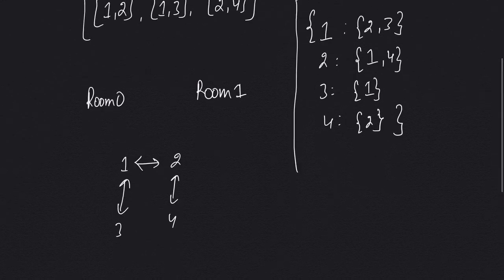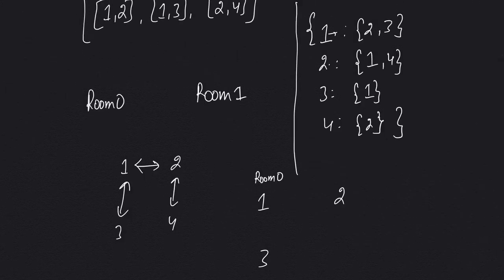So what I can do, I will ask 1, hey 1, could you please tell me with whom you don't want to live? Then he says that I can't live with 2 and I can't live with 3. So suppose 1 is in room 0. So I know that I cannot assign 2 and 3 to room 0. In the same way, I will ask 2 and 2 will tell that I dislike 1 and 4, so I can't live with them. So we know we cannot keep 2 and 4 in the same room, and 2 and 1 in the same room.